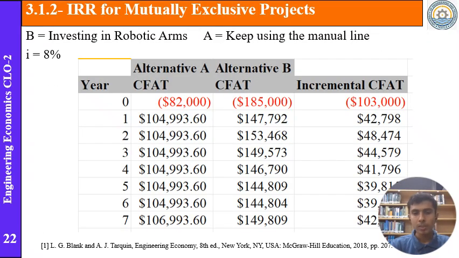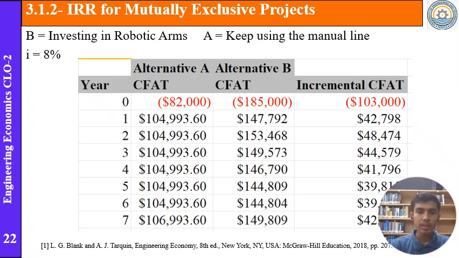Now I am going to explain the IRR method for solving mutually exclusive projects. Suppose we have two alternatives, alternative A and alternative B. First, we have to arrange them in order of increasing initial investment. Then we have to find the incremental cash flow series.